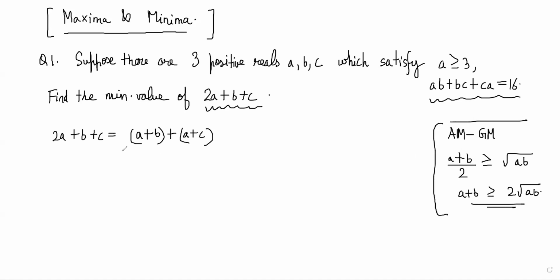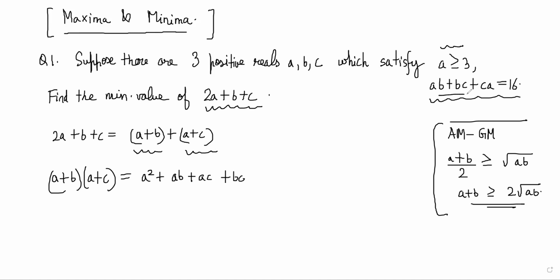So let's think about how we can apply that here. We have the sum of two quantities and we have to find the minimum value of this. So let's look at what the product is. A plus B times A plus C is equal to A square plus AB plus AC plus BC, right? And we can see here that AB plus BC plus CA is 16. So this is A square plus 16. And we know A is greater than or equal to 3. So this will be greater than or equal to 9 plus 16 equals 25.